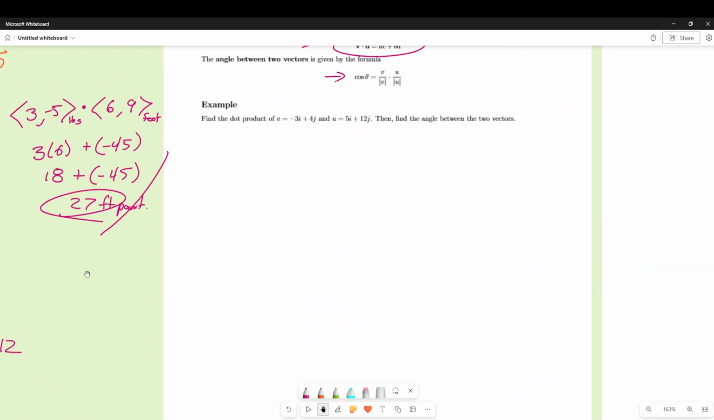So, for example, given these two vectors, if we want to find the angle between the two vectors, well, if we take the dot product and divide by the product of the magnitudes, we know that has to equal the cosine of the angle between them, a little cosine inverse, and we'll have the angle. So the first thing we need is the dot product. So negative 3i plus 4j. We're going to dot that.